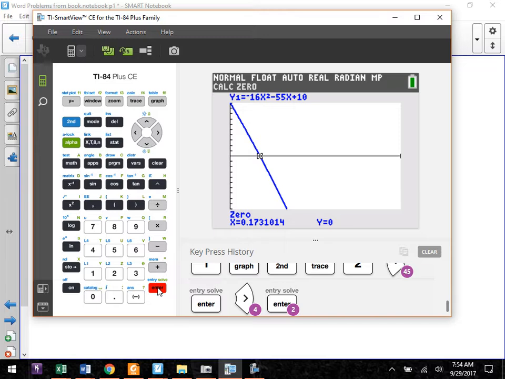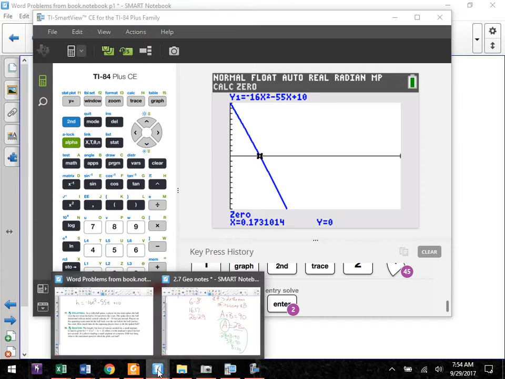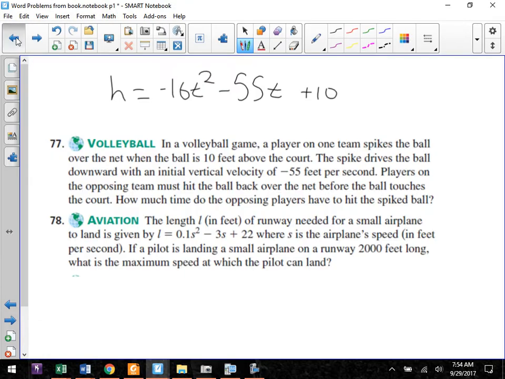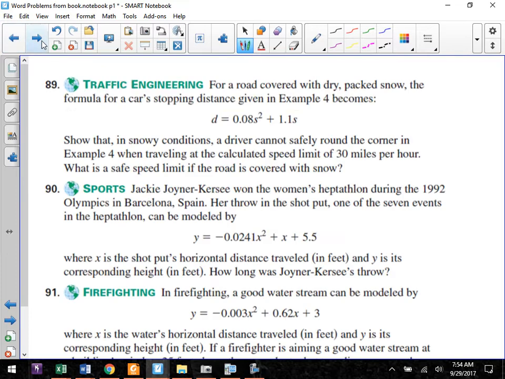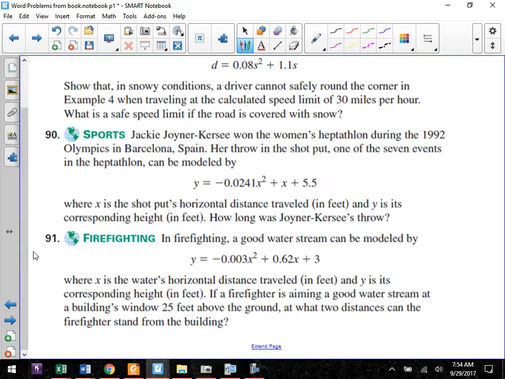That's how you calculate zeros. Your calculator will find these things for you, and they will help you find these things. I think the other problem that was very similar to that was Jackie Joyner-Kersey. Remember that problem? You did that problem last night, right? The shot put. Same basic idea.